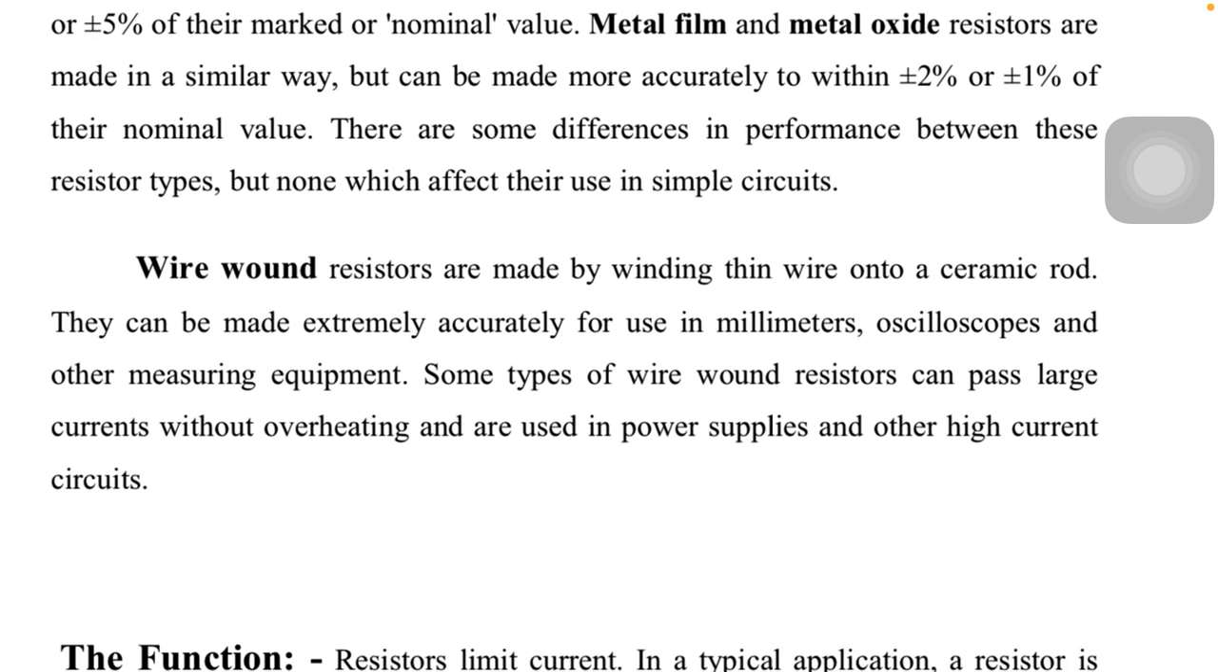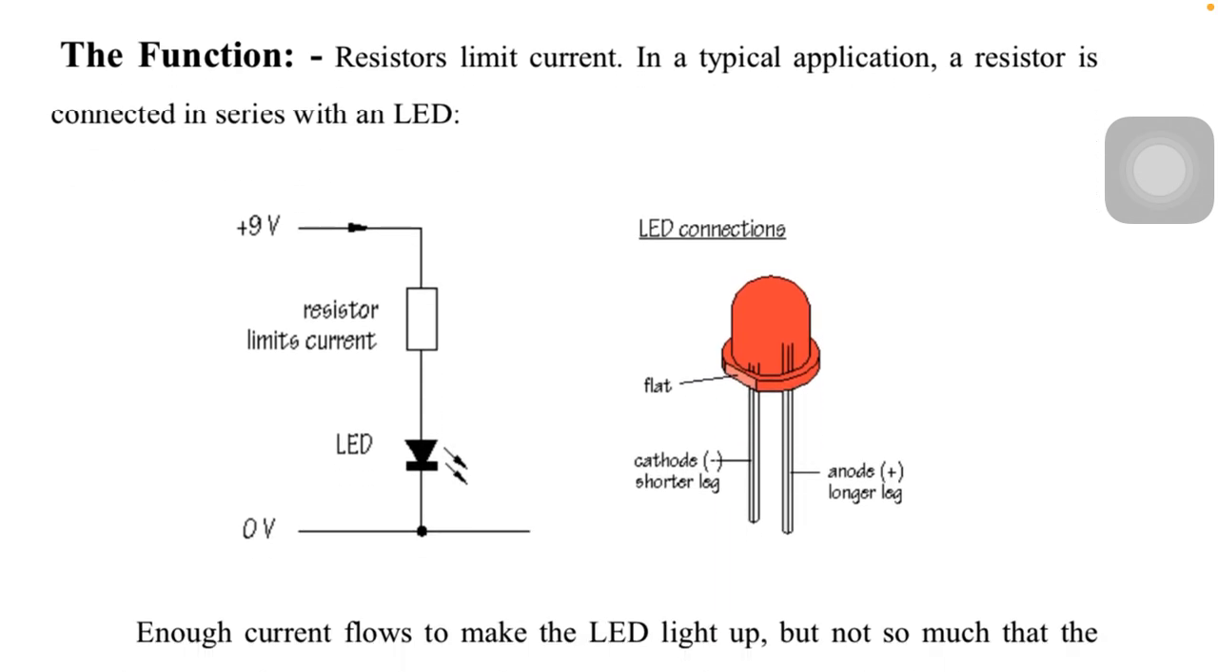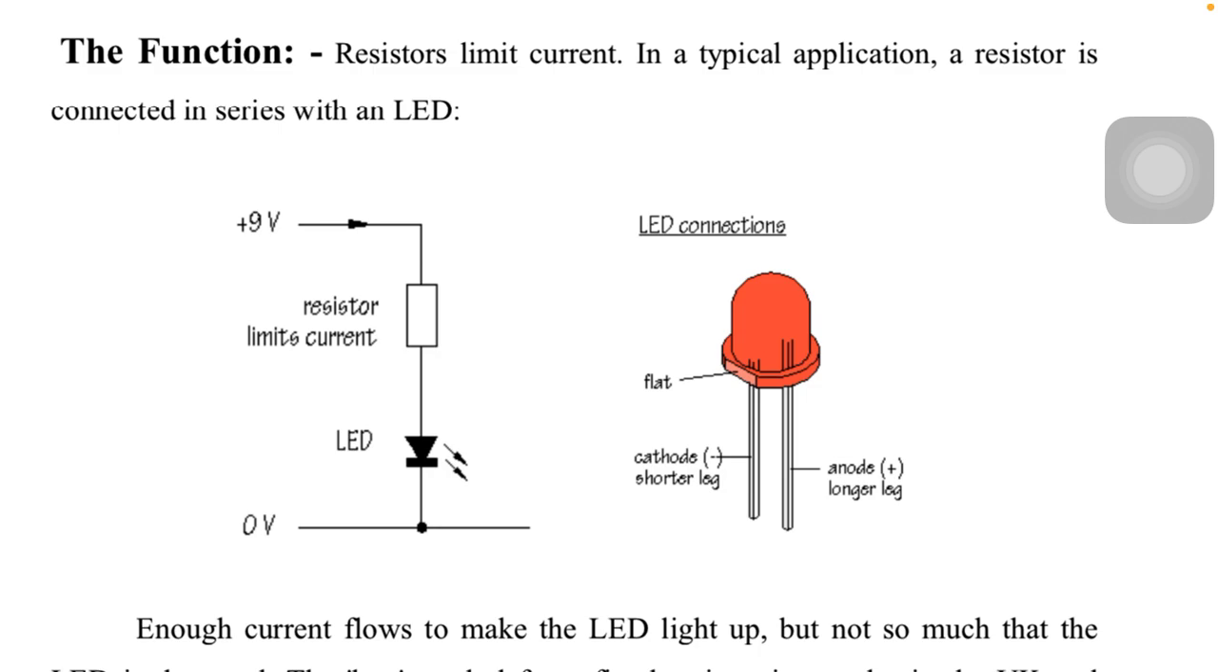Now we have wire wound resistor. They are made by winding thin wire onto a ceramic rod. Okay. And that can be extremely accurate. Remember, the higher the accuracy, the more expensive it may be.